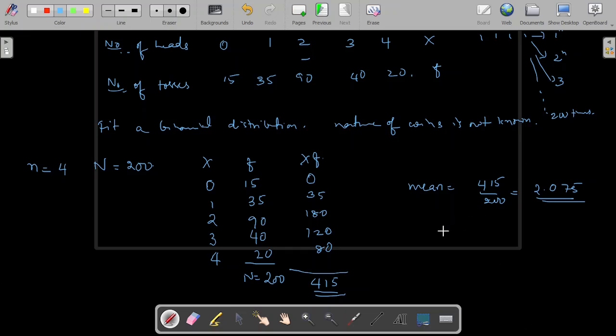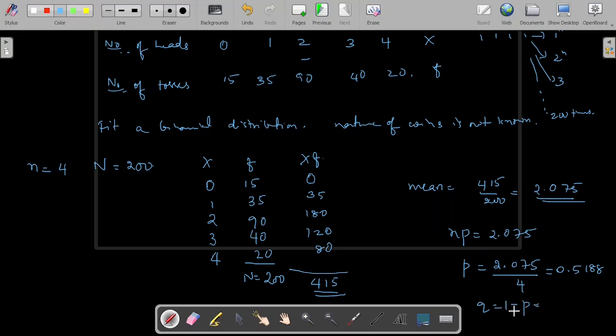Therefore, we have to take mean as NP. NP equal to 2.075, because we know that for a binomial distribution, mean is given by NP. Small n is 4. Using that, let us find out the value of P. So this gives you P as 0.5188. Once you got P, find Q as 1 minus P.